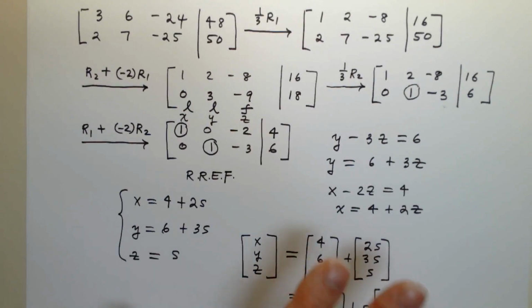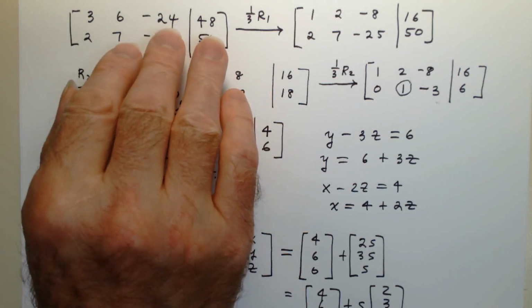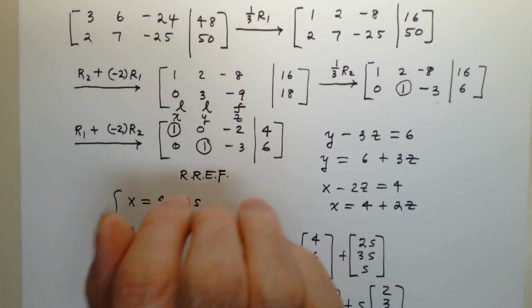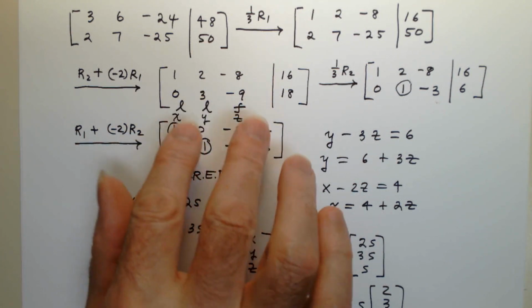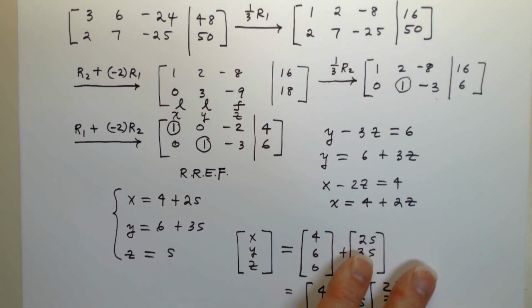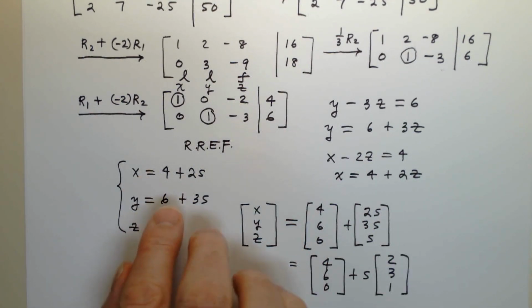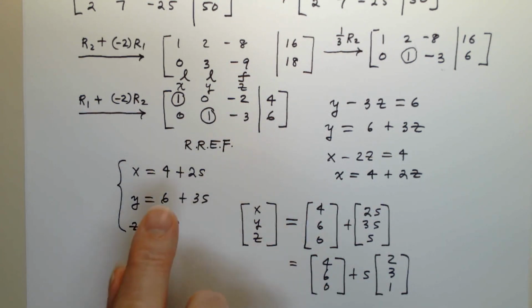So let's just review what we did. We took our system, our two planes, and put them into the augmented matrix. We did Gauss-Jordan elimination. We got it down to the reduced row echelon form. We identified the leading or bound variables and the free variables. We wrote the bound variables in terms of the free variables. We set the free variable equal to a parameter. In this case, there was just one parameter, one free variable.